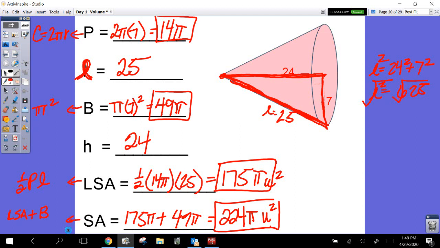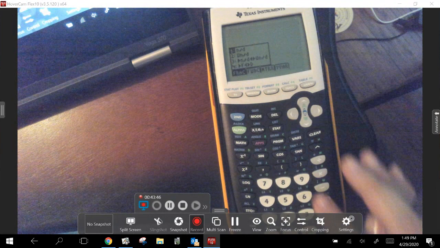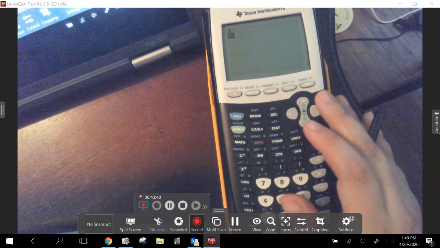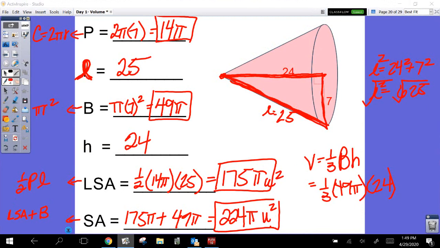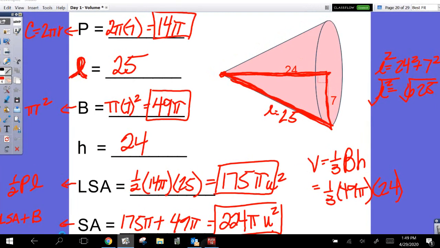And last but not least, if I wanted to find volume, volume is 1/3 big B H. So 1/3, what was my area of the base? It was 49 pi. What was my height? It was 24. So in my calculator, I'm going to do 1/3 times 49 times 24.